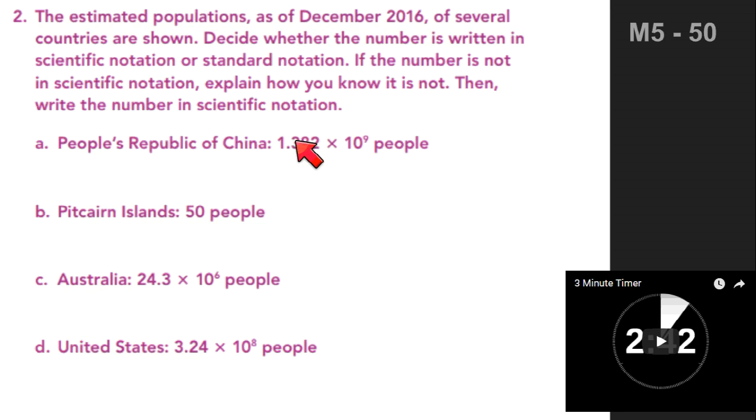So you're going to have some time to work, 3 minutes. You're going to go through these 4 questions, A, B, C, D. Remember, your first job is to decide whether it's in scientific notation or standard form. You're going to have an explanation of how you know. So how do you know if it's scientific notation, or how do you know if it's standard form? Then you're going to write. If the number is not written in scientific notation, you're going to write the number in scientific notation. Okay, so I'm going to start the timer, 3 minutes on your own. Here we go.